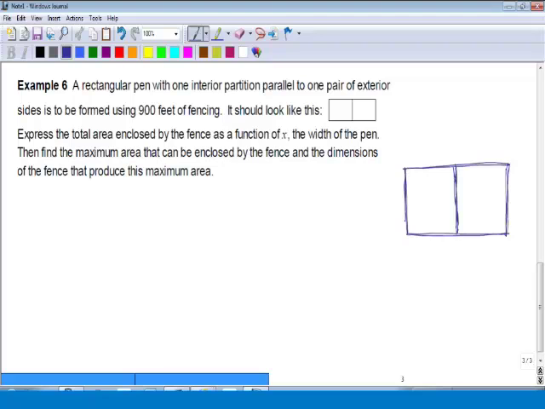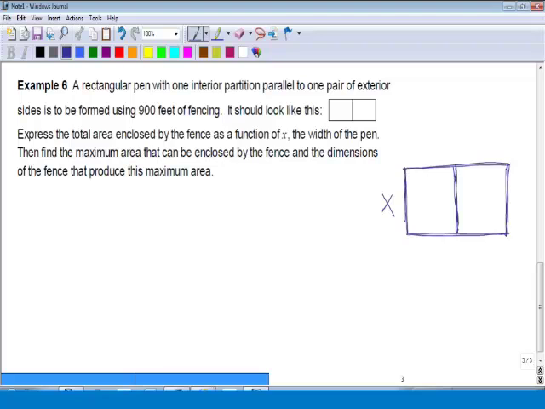Express the total area enclosed by the fence as a function of x, the width. So we'll pick the dimension, x, and call that the width of the pen, and then find the maximum area that can be enclosed by the fence and the dimensions of the fence that produce this maximum area.